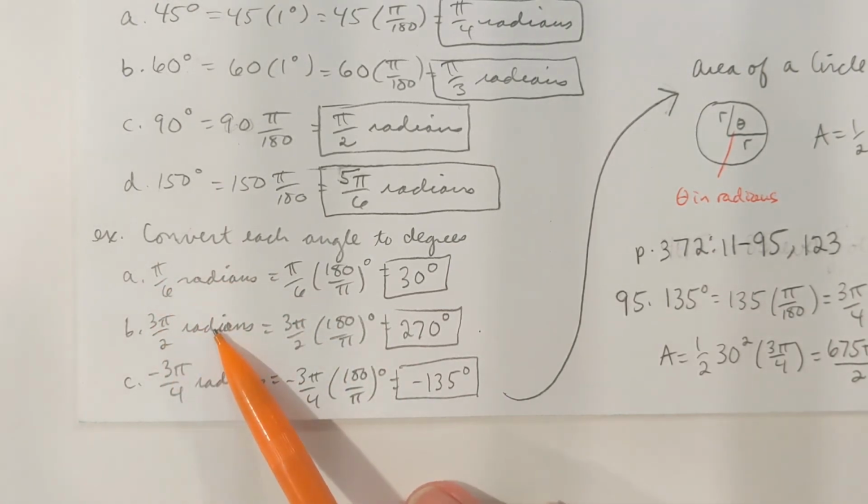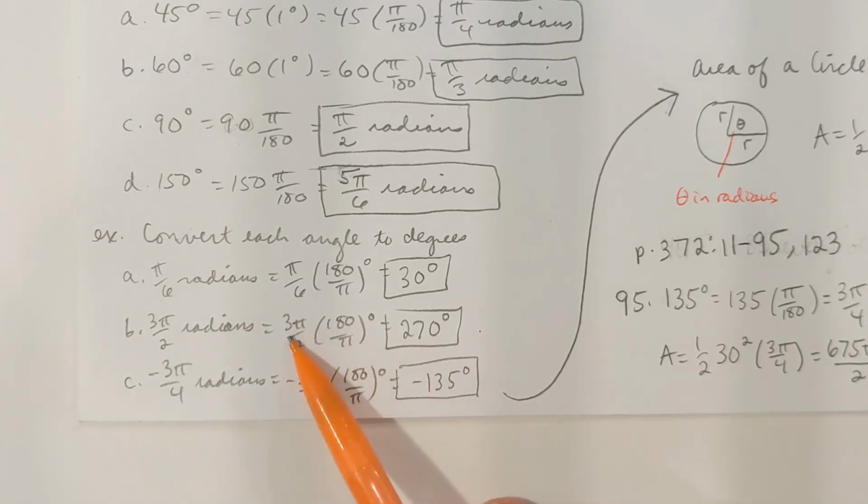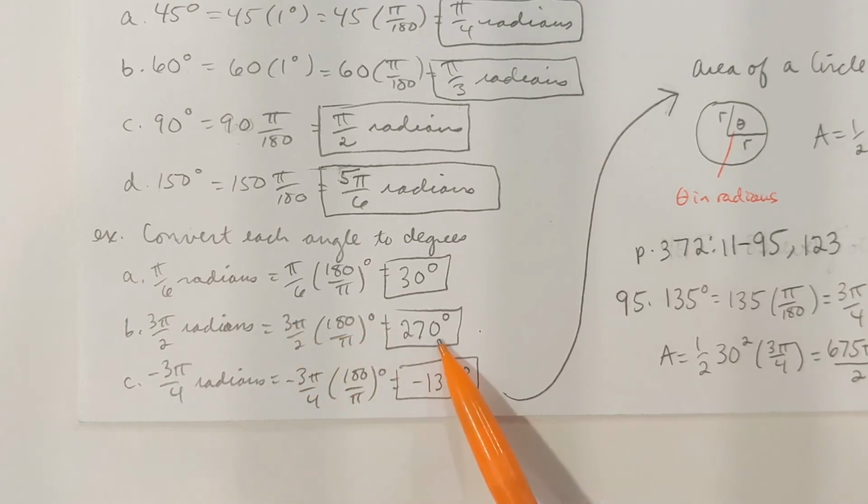3 pi over 2 radians in degree measure. The pi's will cancel there. 180 over 2 is 90, and 3 times 90 is 270 degrees. And then negative 3 pi over 4 radians. When you multiply by 180 over pi degrees, the pi's will cancel. 180 over 4 is 45. Negative 3 times 45 is negative 135 degrees.